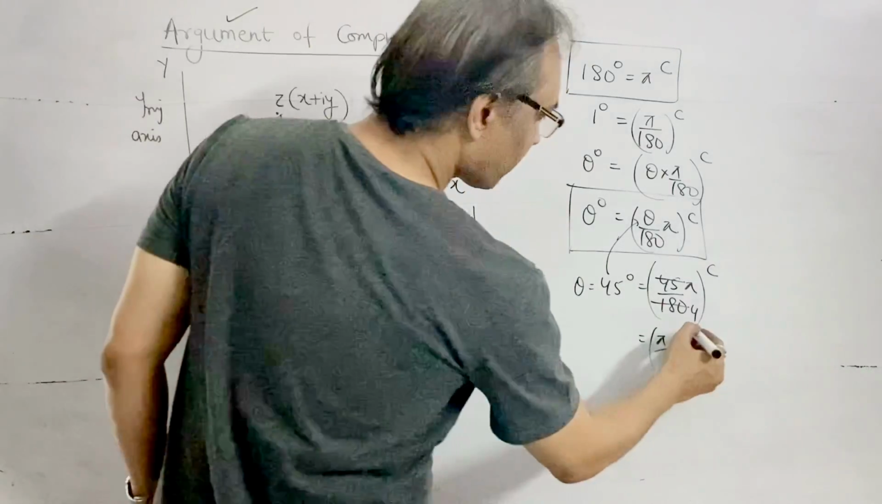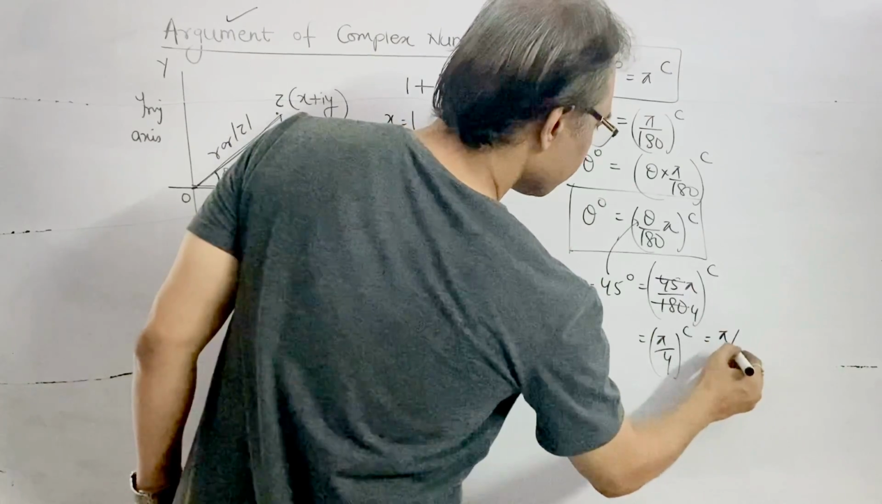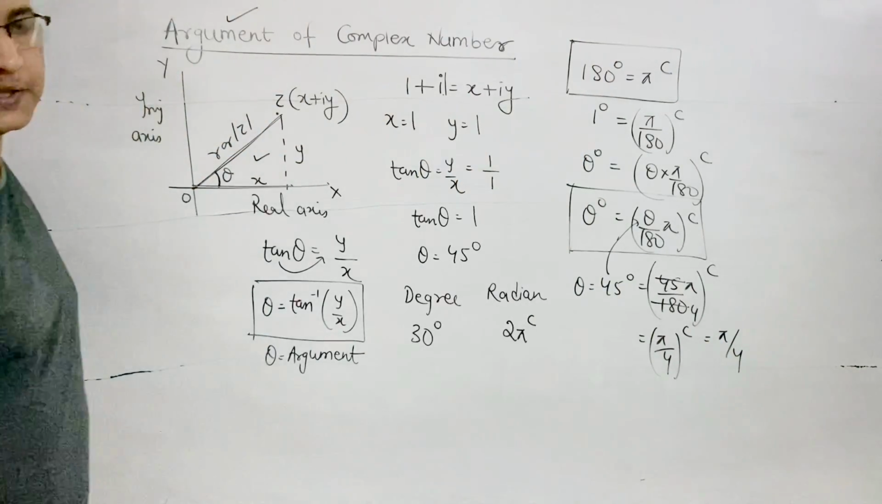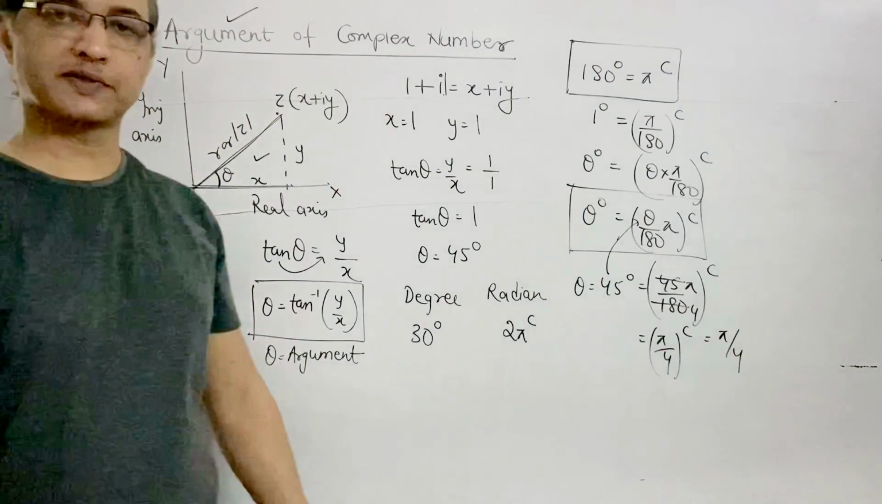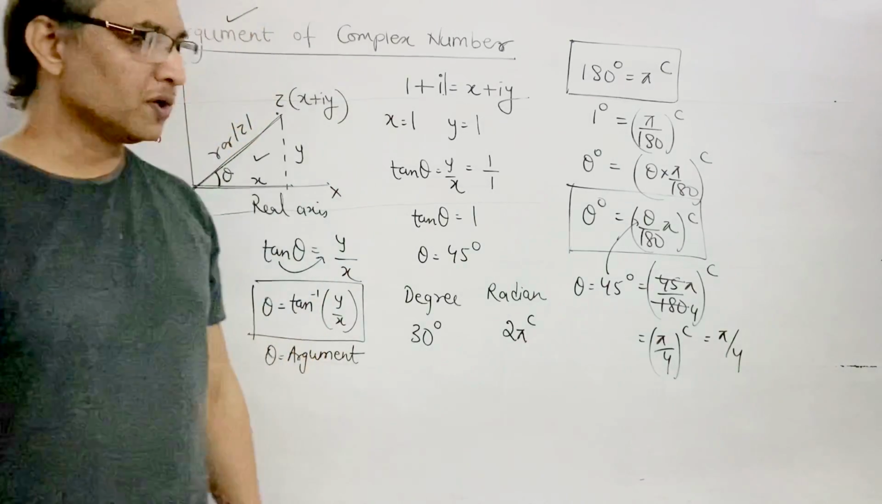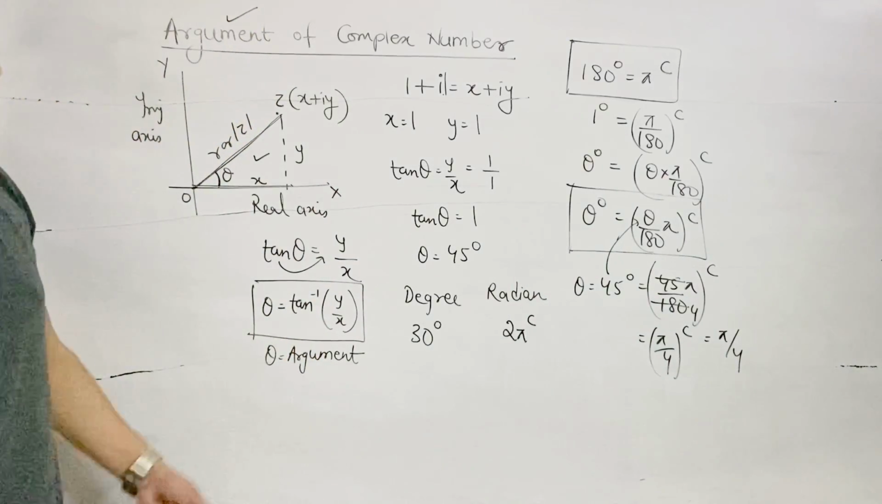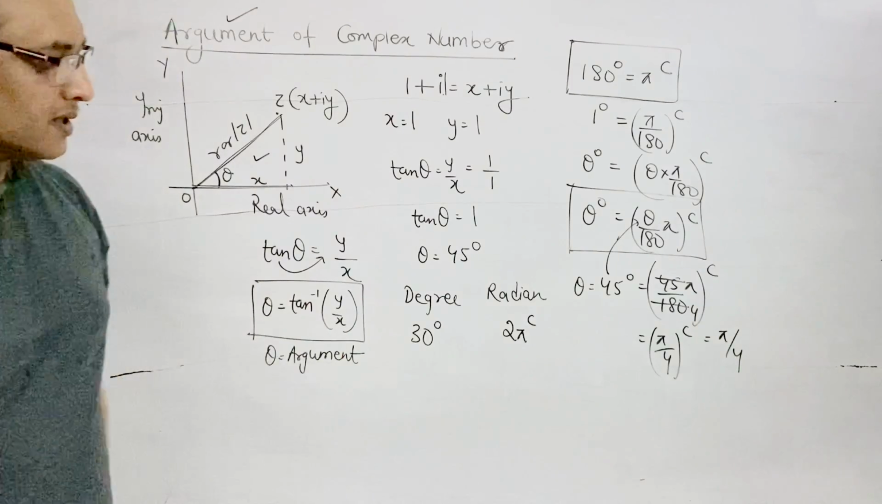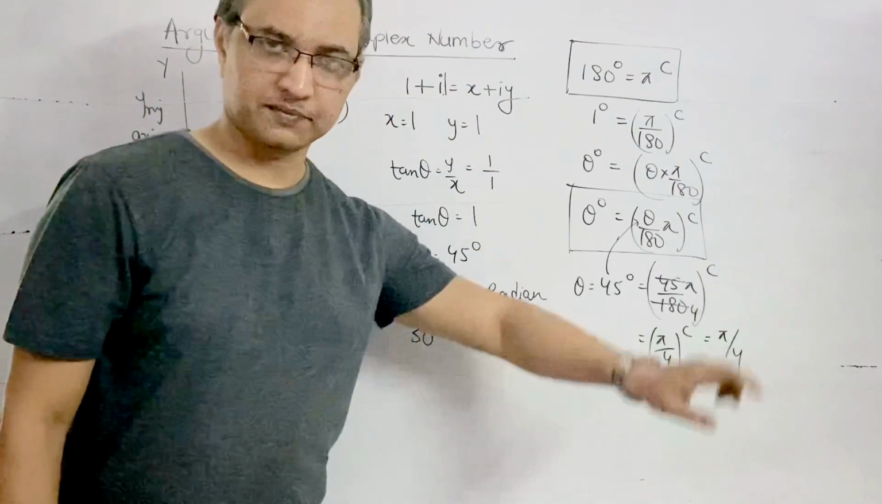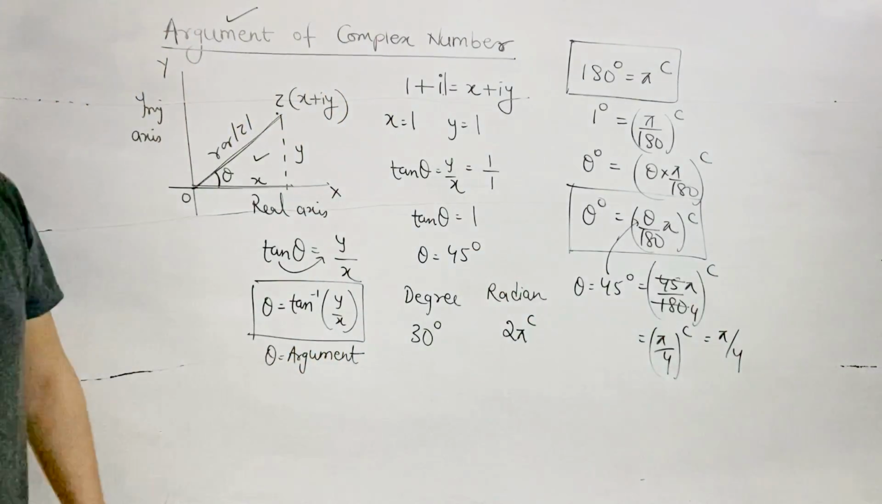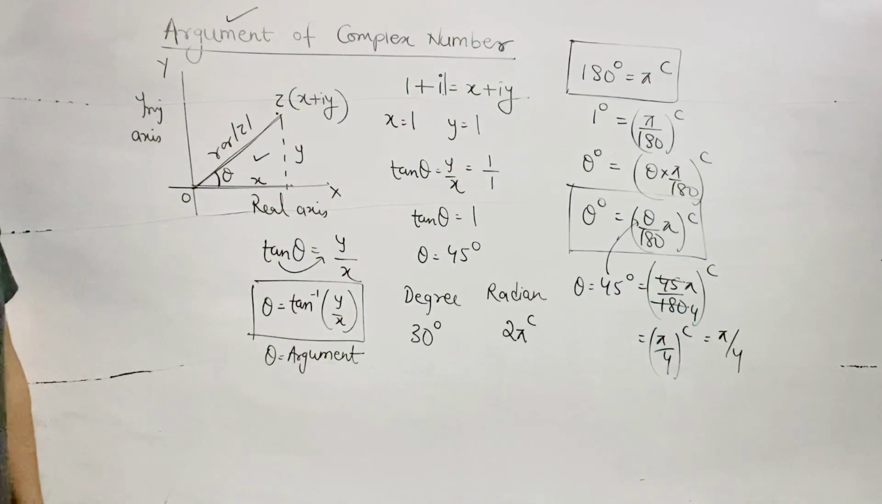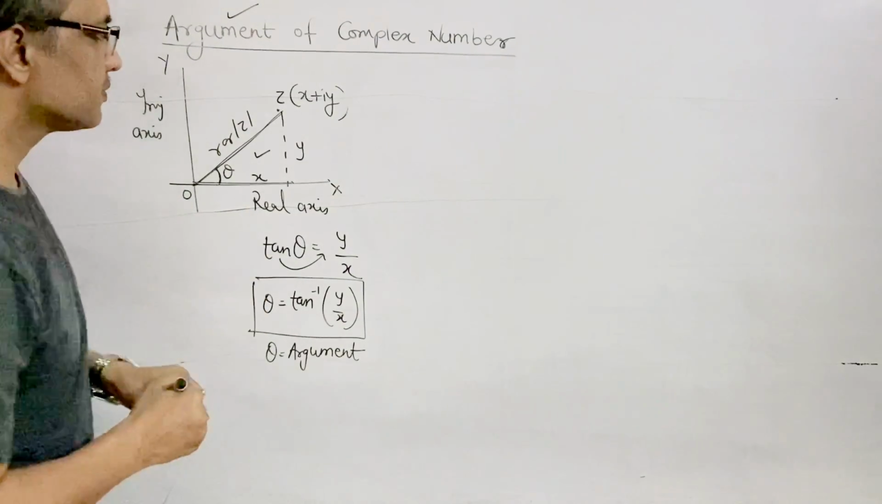Even if you don't write this c, if the angle is in the form of pi, it is understood that it is in radians. So our final answer of the argument of this complex number 1 plus i is pi by 4. That is pi by 4 radians. Got it? Let us take another example.